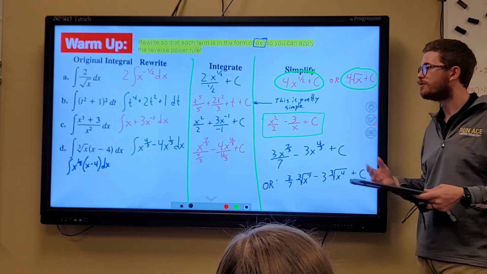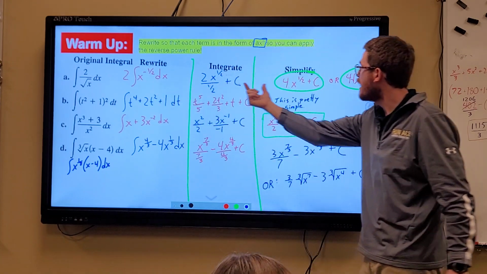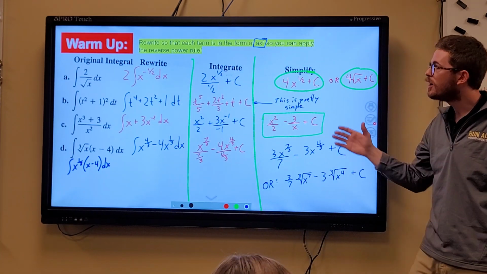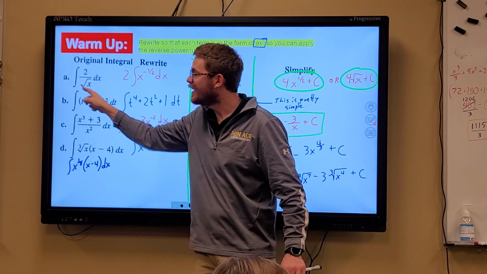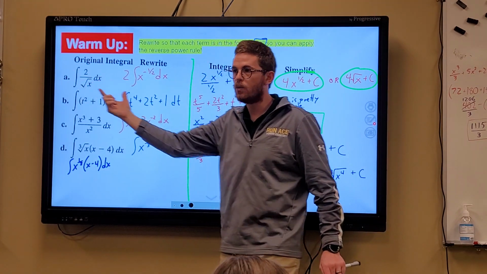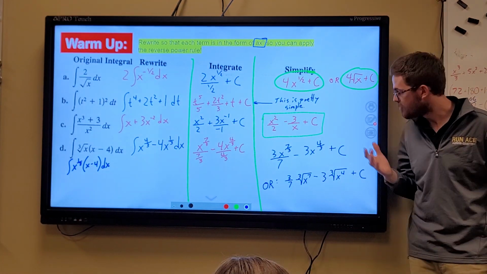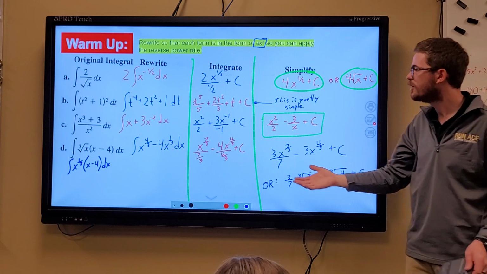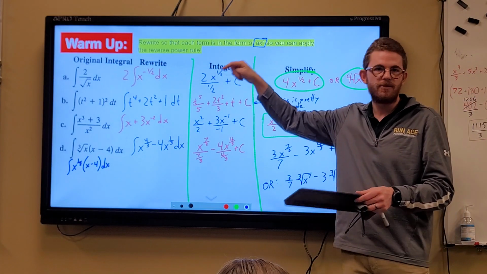Let me just remind us of some vocabulary that we were doing here. We called these where we have our plus c at the end with this notation. We were taking an indefinite integral and we were getting what we called a general solution. This right here, all four of these are general solutions to indefinite integrals.